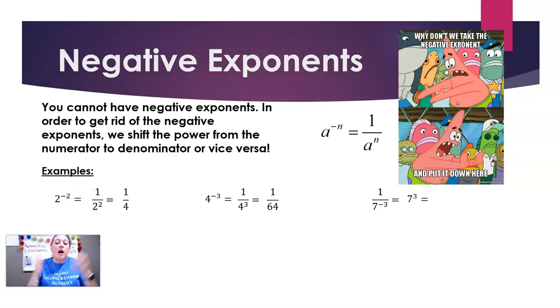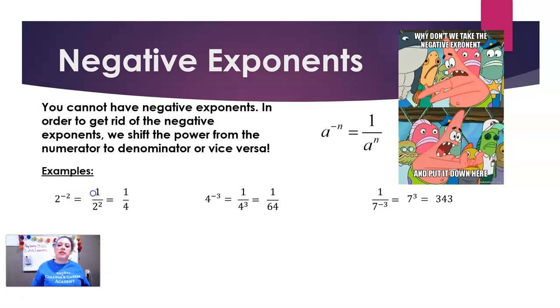Watch, I promise. And you may be like, well, where did the 1 go? The 1 is still there, but we don't write 1 as a denominator. That's just not the right way to write that. It's really 7 to the third power over 1, but we don't write that. That 1 gets closed up when we multiply it with 7 to the third power, and it becomes 343.